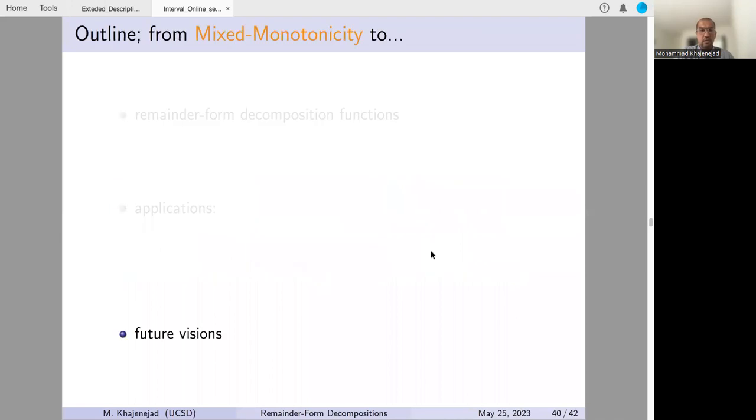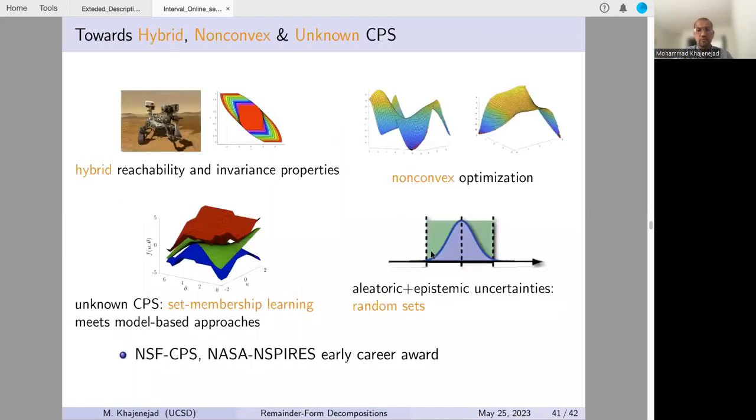So, last but not least, I want to very quickly mention some of the future visions of this mixed monotonicity, which to me is very interesting, and I will be very happy if you are also interested, and we can even do collaborations on some of these. So I would like to apply this mixed monotonicity property along with some other dynamical system properties to go towards hybrid, non-convex, and unknown CPS.